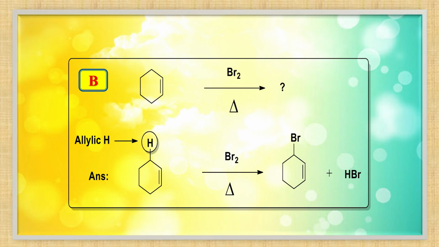Next example, see this cyclohexene compound and we are adding bromine in presence of heat or sunlight. So, when you are adding in presence of heat or sunlight, the type of reaction is allylic bromination. You see in this case I have marked the allylic carbon. That allylic carbon will be replaced by your bromine atom to get 3-bromocyclohexene.